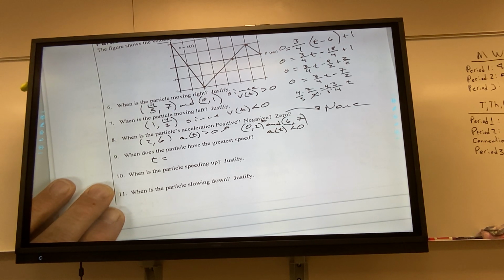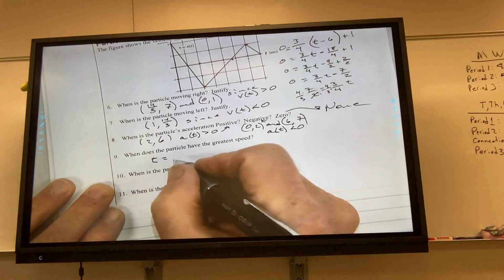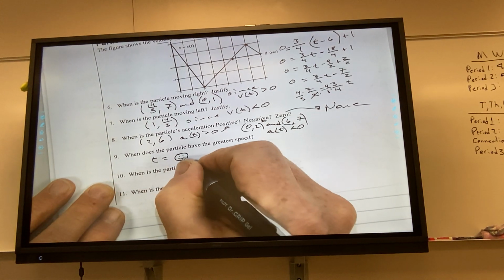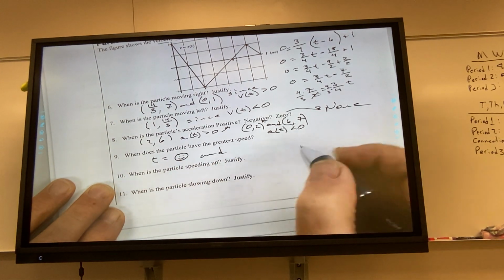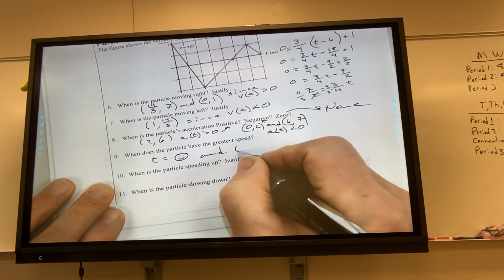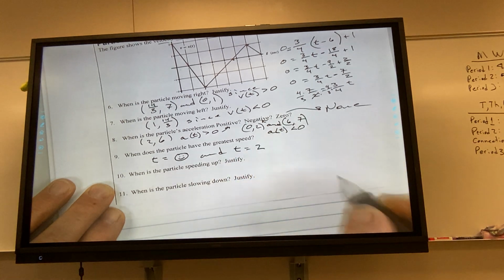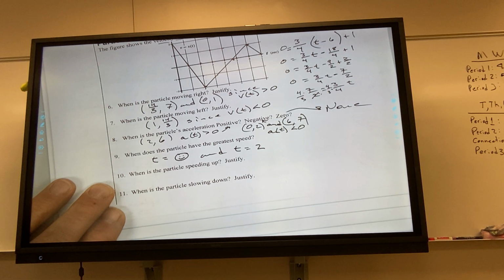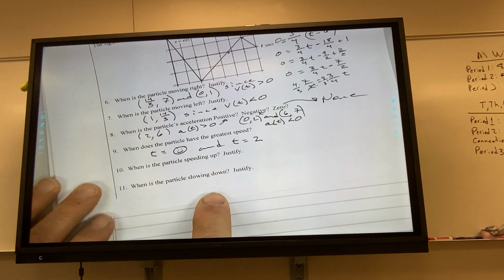I think I heard you. 0. And what else? Did you say 2? Why are you allowed to say 2? Because the speed is also 2. Right, it's the absolute value of the velocity, correct? Yeah, both of them are 2, they're just going in opposite directions.